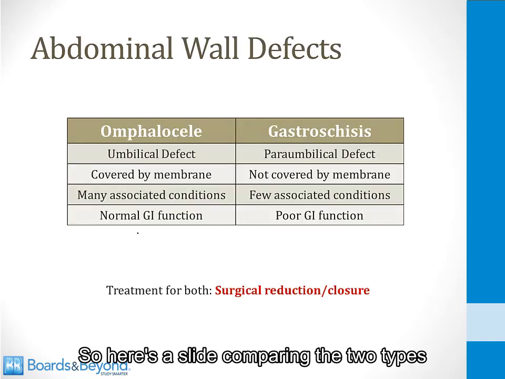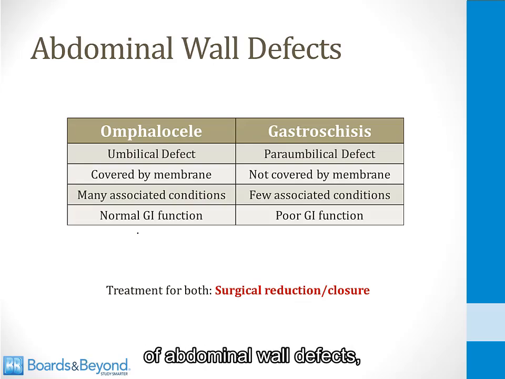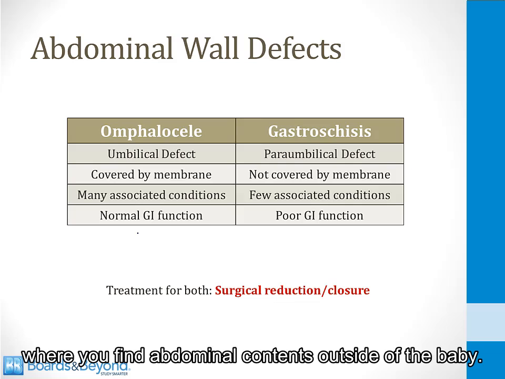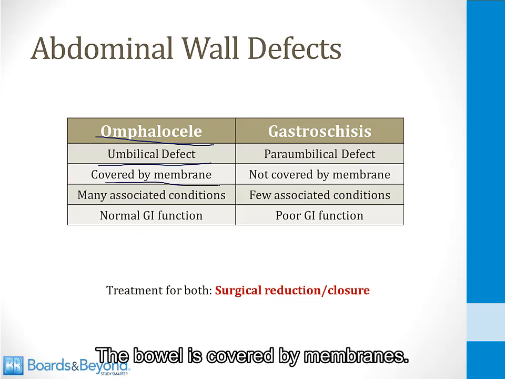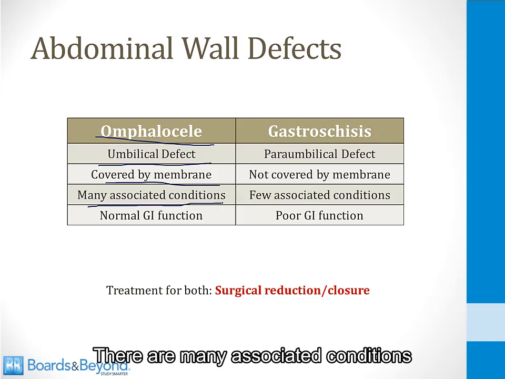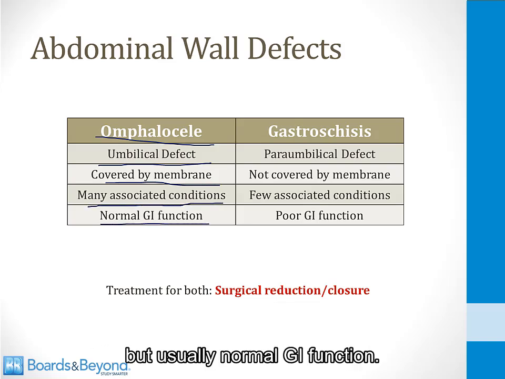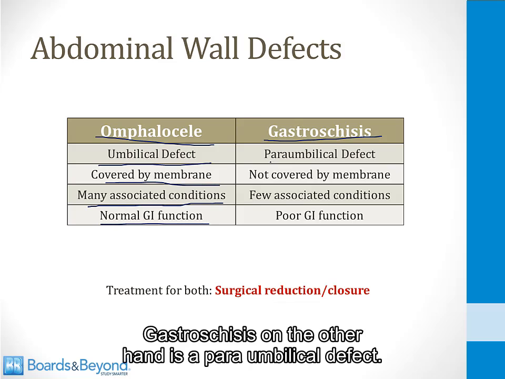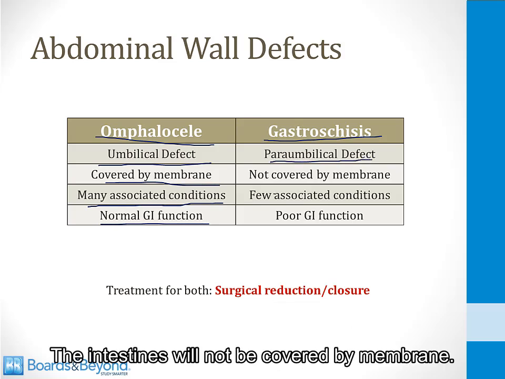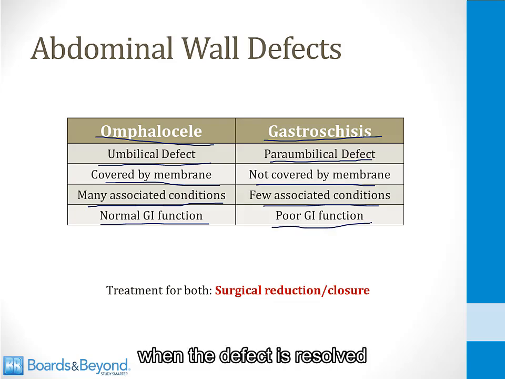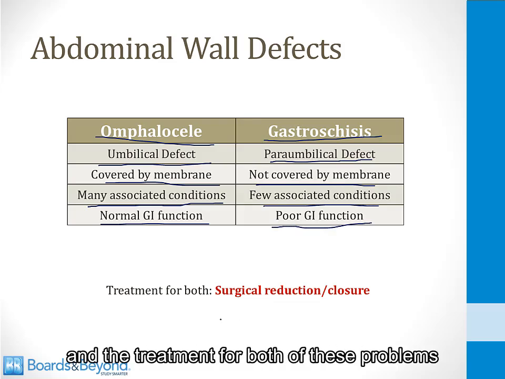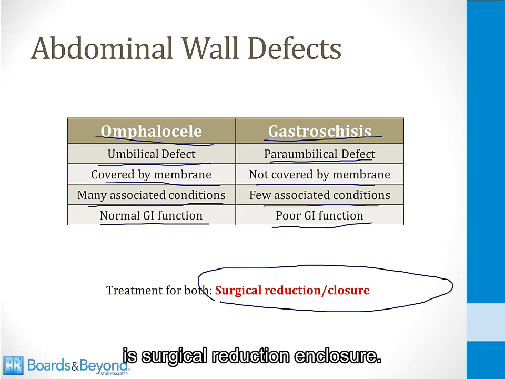So here's a slide comparing the two types of abdominal wall defects where you find abdominal contents outside of the baby. The first one is omphalocele, which is an umbilical defect. The bowel is covered by membranes. There are many associated conditions, but usually normal GI function. Gastroschisis, on the other hand, is a para-umbilical defect. The intestines will not be covered by membrane. There are few associated congenital conditions, but there is often poor GI function when the defect is resolved. And the treatment for both of these problems is surgical reduction and closure.